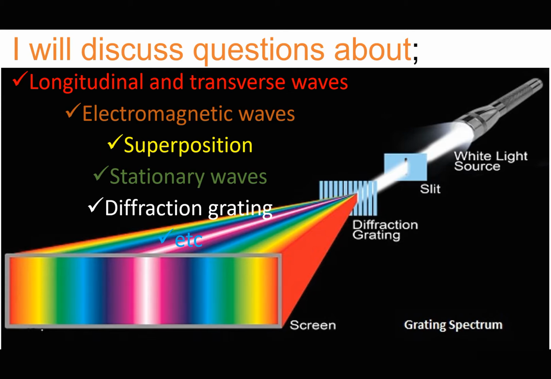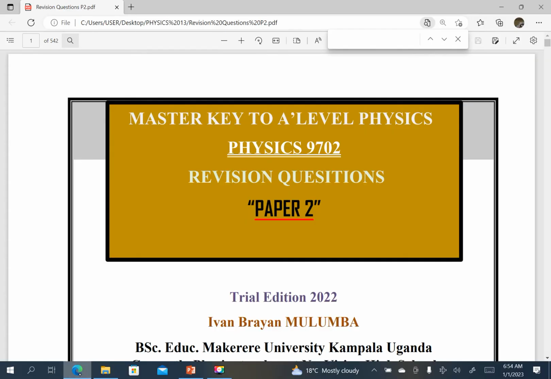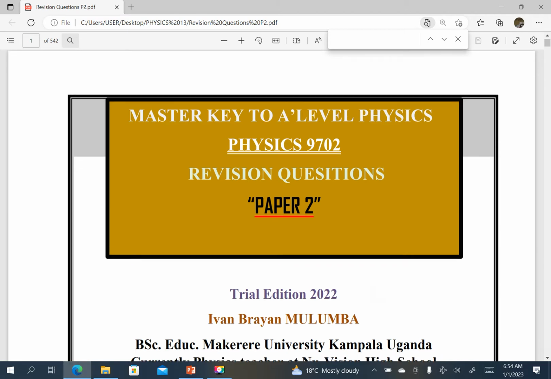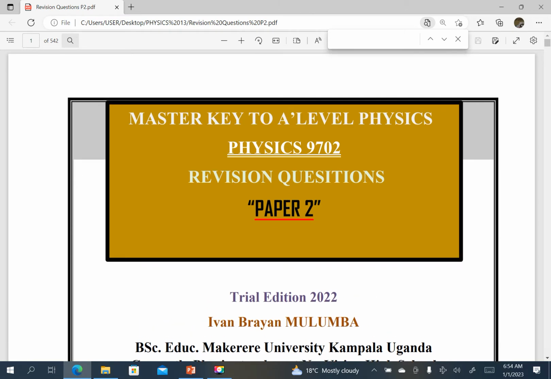Without wasting any time, I would like to take you to the past paper document. At this time, I expect that you have downloaded this document. If you haven't, pause the video, go to the video description, copy the link, put it in your browser, then download the document for paper 2. It is called Master Key to A-Level Physics. That is Physics 9702. Revision questions paper 2.